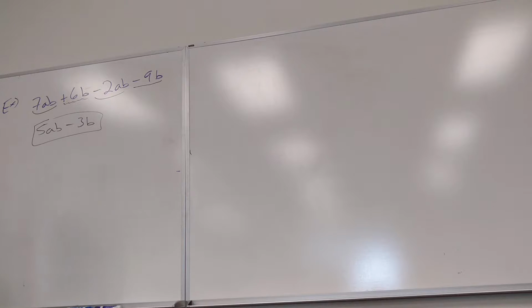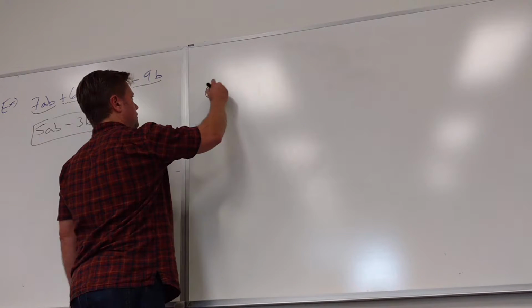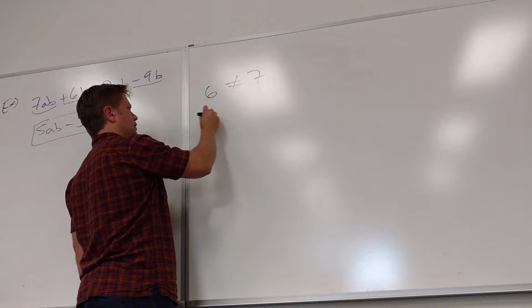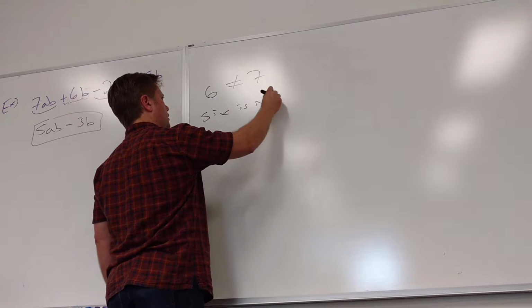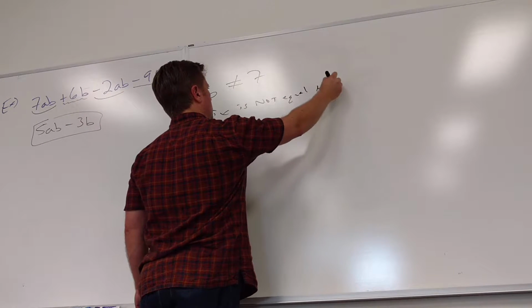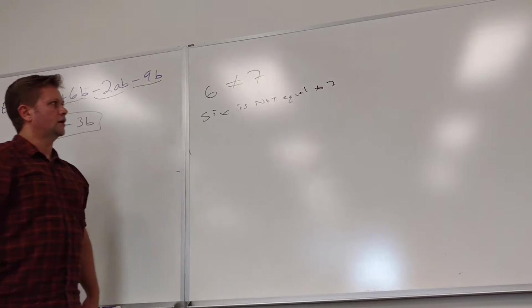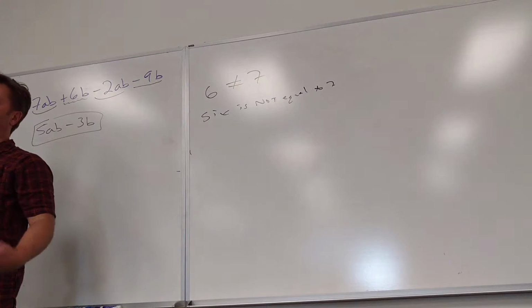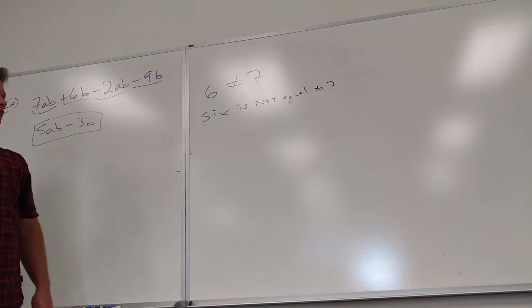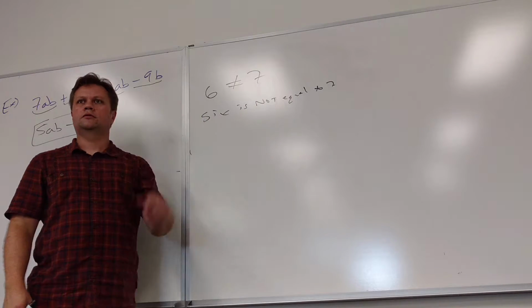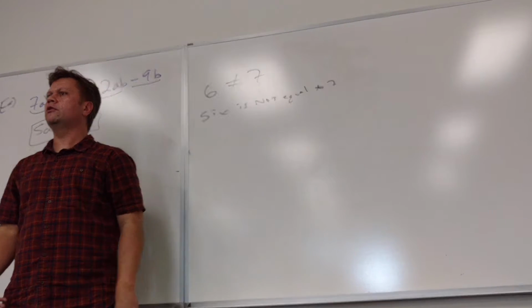In English? Not equal to. Doesn't equal, not equal to. So if I saw 6 and 7, you'd write 6 is not equal to 7. Or 6 ain't 7. 6 just don't be 7. Just capture the idea that those are not equivalent.